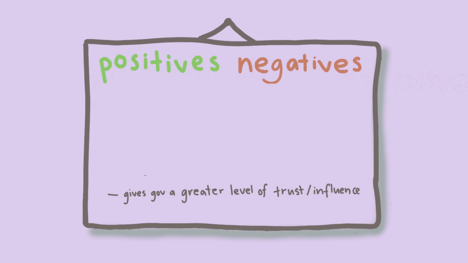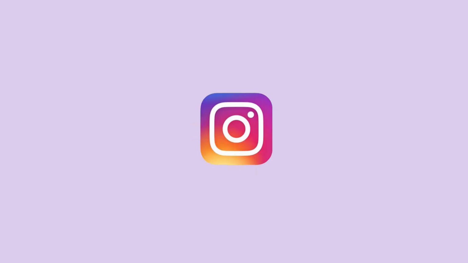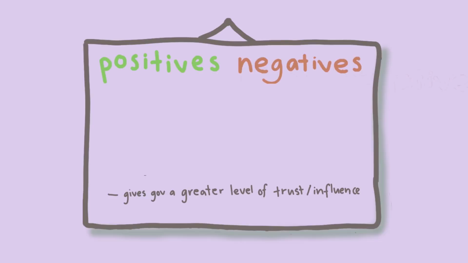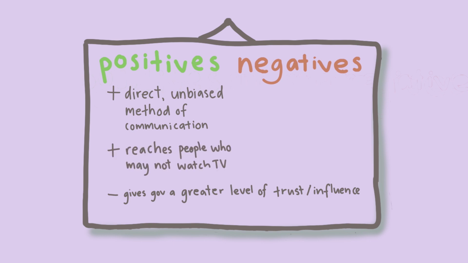Whether this is a good thing or not probably depends on your view of the government. Regardless, it's clear they see immense value in the impact of Instagram and other social medias. They offer an instant, direct pathway to a variety of citizens who may not watch broadcasted news, in theory allowing for clear and unbiased communication.